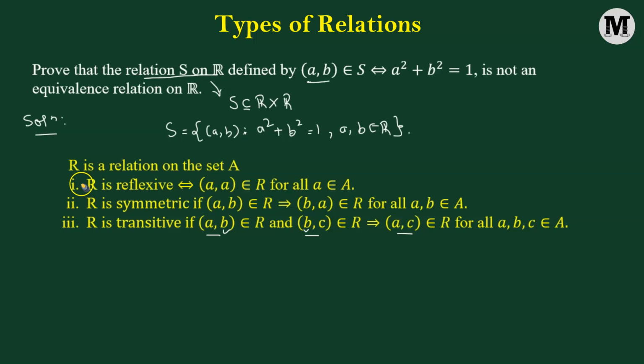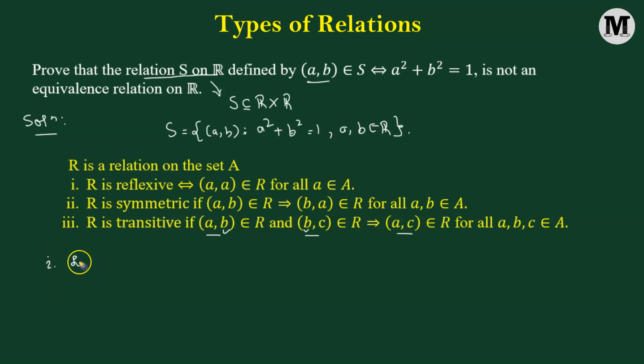Only when all of these are satisfied, that means R is reflexive, symmetric and transitive, can we say that the given relation is an equivalence relation. If even one of them fails to be satisfied, then the given relation will automatically become not an equivalence relation. That is what is going to happen in this case. So let's start by first checking reflexivity.